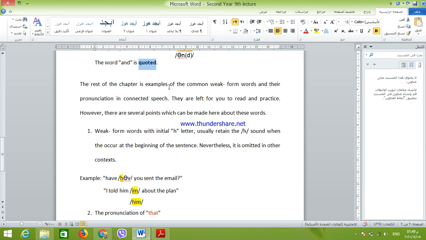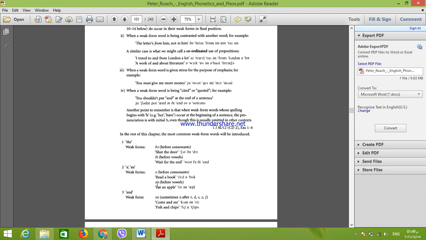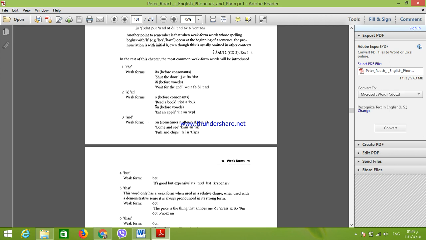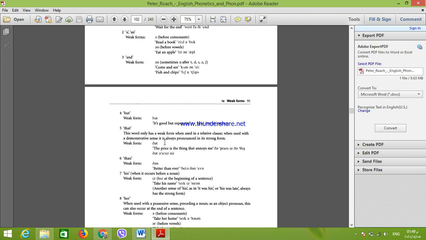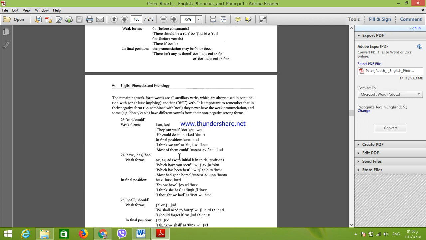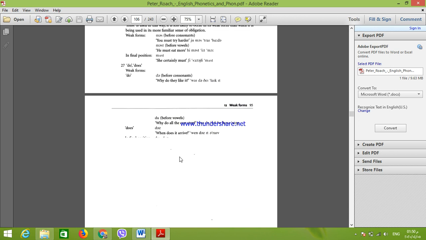Actually, the rest of the chapter is providing examples of common weak form words and their pronunciation in connected speech. They are left for you to read and practice. Where do you find these examples? They start from page 90. Look, for example, the before consonants, the before vowels. This is how we pronounce them in their weak form. And an with schwa, and so on. All these are examples on weak forms and how we pronounce them in connected speech.